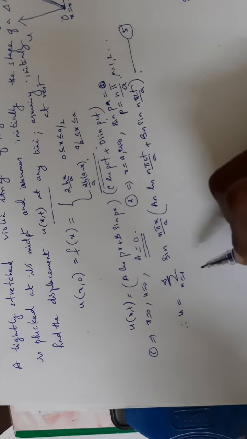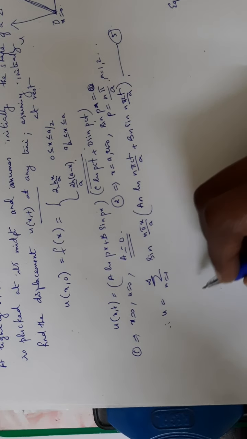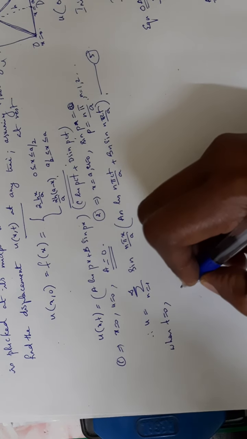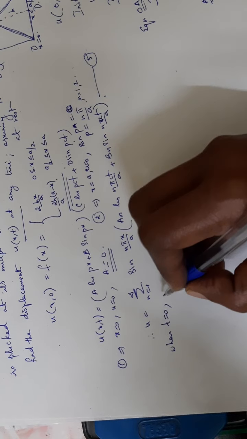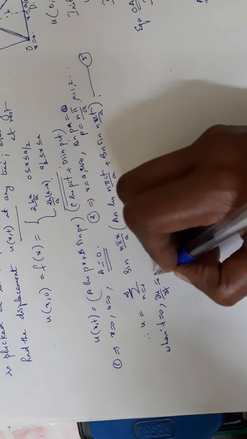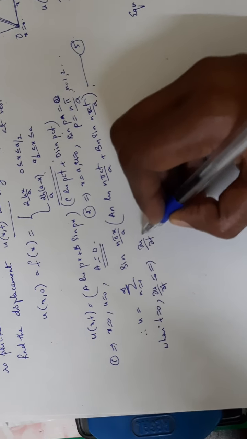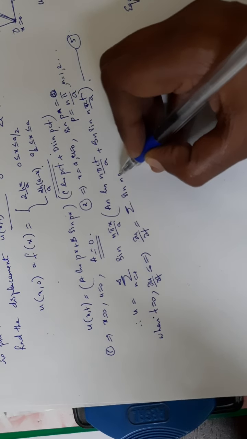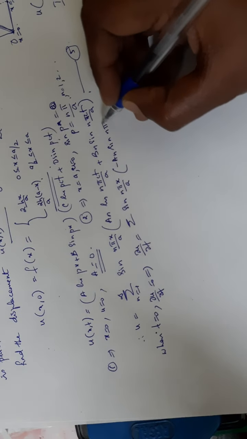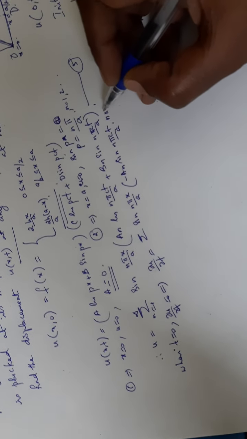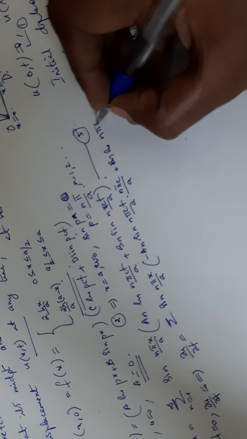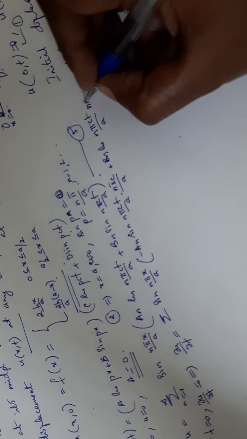Then the next condition: when t is 0, dou u by dou t is 0. This implies, taking dou u by dou t of sigma sin(n pi x by A) with respect to t, we get minus an sin(n pi ct by A) into n pi c by A plus bn cos(n pi ct by A) into n pi c by A.